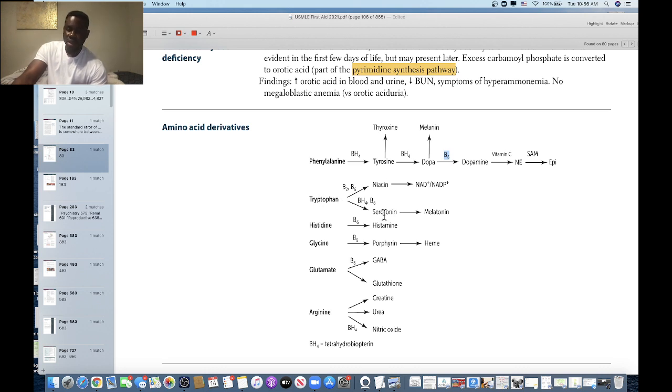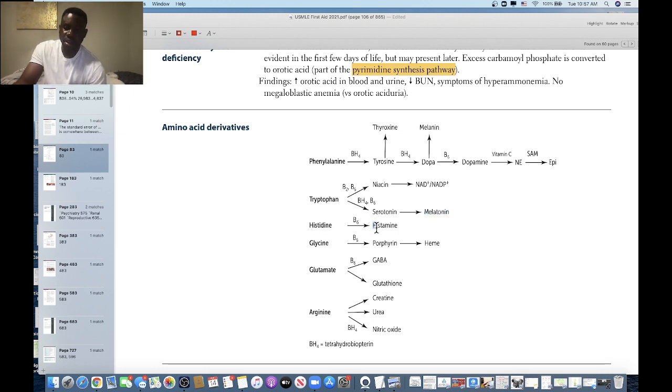Therefore, if somebody has serotonin syndrome, they'll have excess serotonin, right? And all this means that the pathway will shunt this way, and the person will have vitamin B3 deficiency. So people who have serotonin syndrome have vitamin B3 deficiency. Take note. Now, niacin, we also said, is used to make NAD or NADP, nicotinamide adenine dinucleotide phosphate. Now, also remember that serotonin can be used to make melatonin. Serotonin will keep us awake, and melatonin will make us sleep.